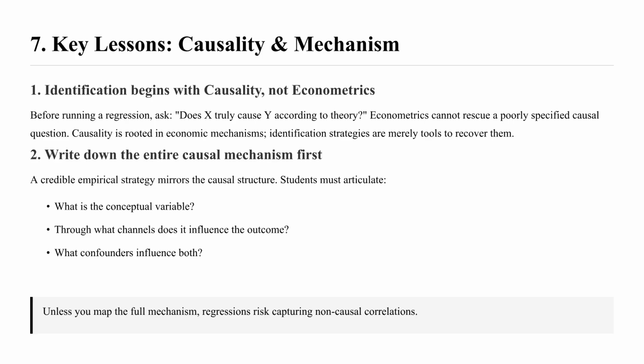The key lesson is that identification starts with causality, not econometrics. We must write down the entire causal mechanism first, articulating the conceptual variables and channels. Regressions without this step risk capturing non-causal correlations.